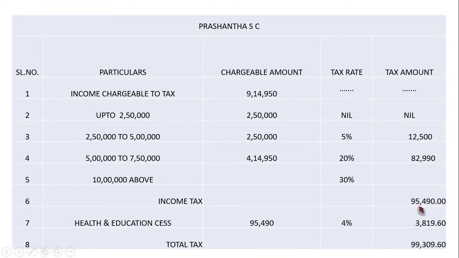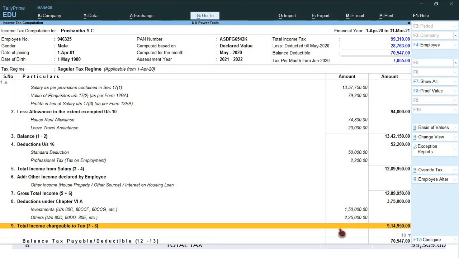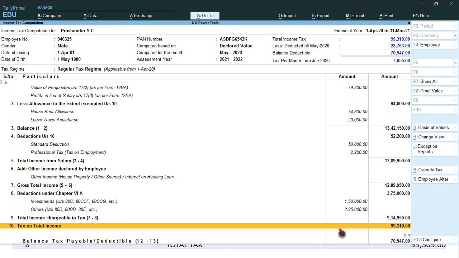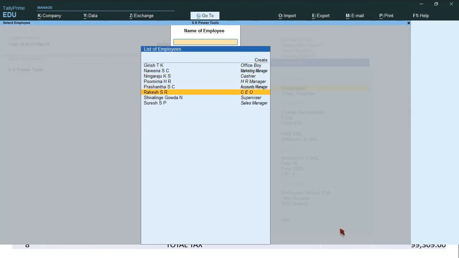The total income tax is 95,490. Health and education cess is 4%, that is 3,819.60. So total tax is 99,309 plus 309.60. I think he made a round up, 99,310. So our calculation is right. So next one, Rakesh Yessa.